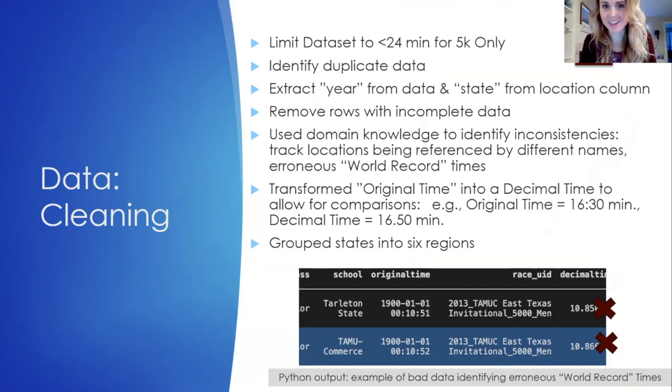Okay, I won't go into details of the data cleaning process that I went through for the sake of time, but at the bottom is a Python output picture of two data points that were obviously outliers. You can see that for a 5K, the data said that two individuals ran 10.85 minutes for a 5K. If you've ever tried to run a 5K, which is 3.1 miles, you know that 10.85 minutes would be very fast. It is also very unrealistic. So just having the domain knowledge of the data set that I'm working with helped me identify and clean the data.